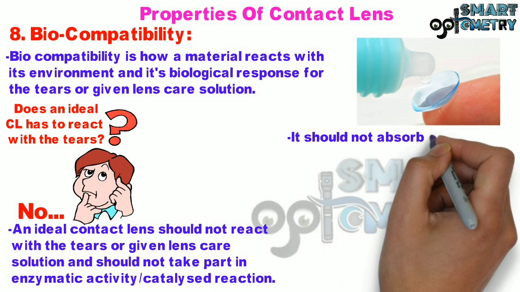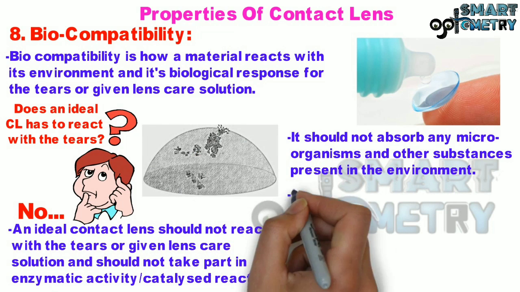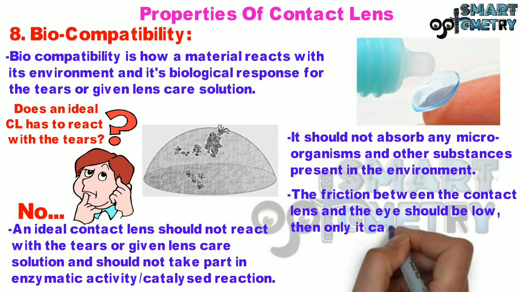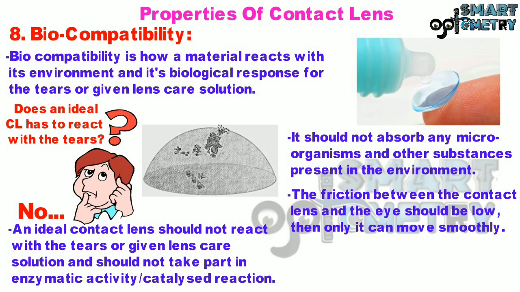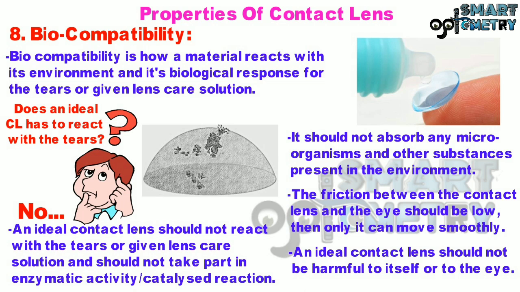It should not absorb any microorganisms and other substances present in the environment. The friction between the contact lens and the eye should be low, only then can it move smoothly. An ideal contact lens should not be harmful to itself or to the eye.